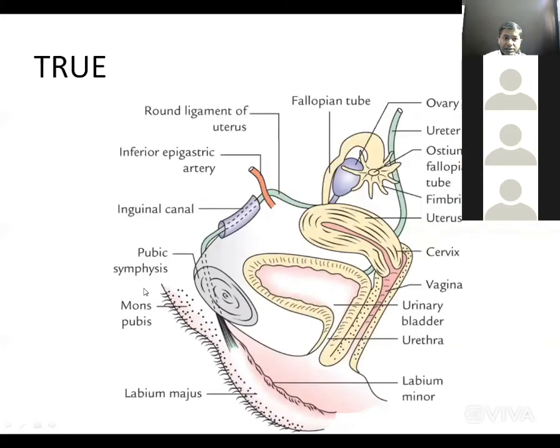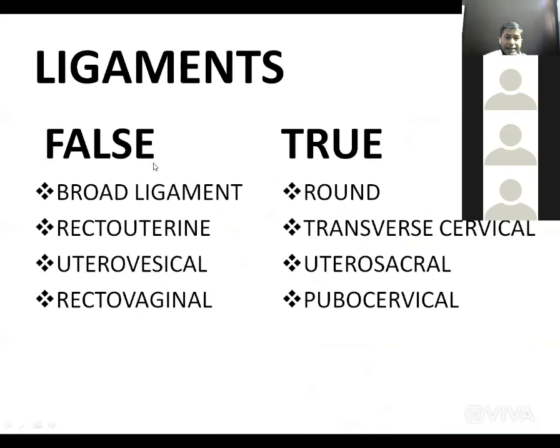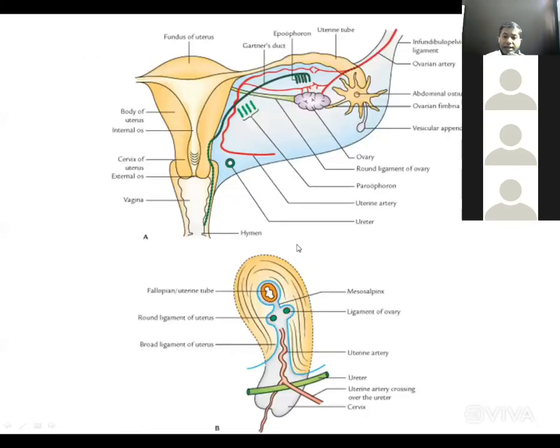So now we finish the ligaments of the uterus. The false ligaments are the broad ligament, rectouterine, uterovesical, and rectovaginal. These are nothing but peritoneal folds, whereas the true ligaments, round ligament, transverse cervical, uterosacral, and pubocervical, are the fibromuscular bands. They are the true supports of the uterus. Okay, now we'll proceed. Any points regarding the ligaments? Please reply, one of you.